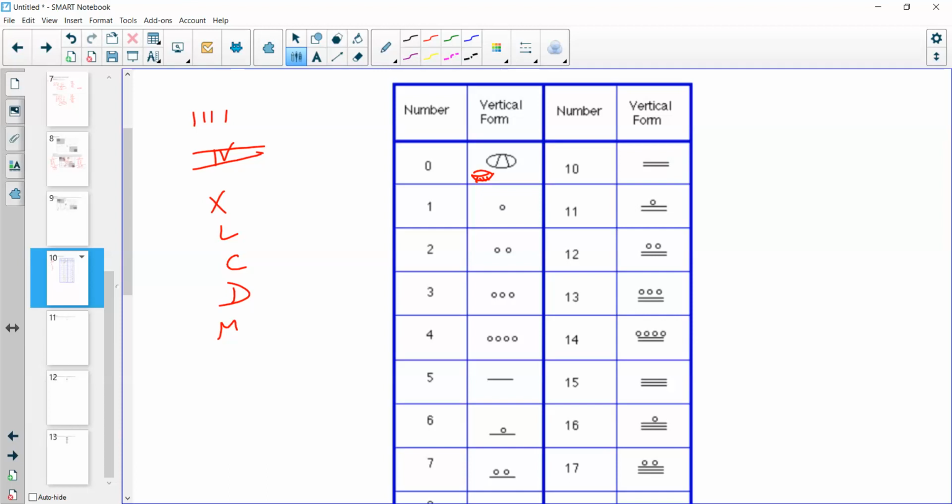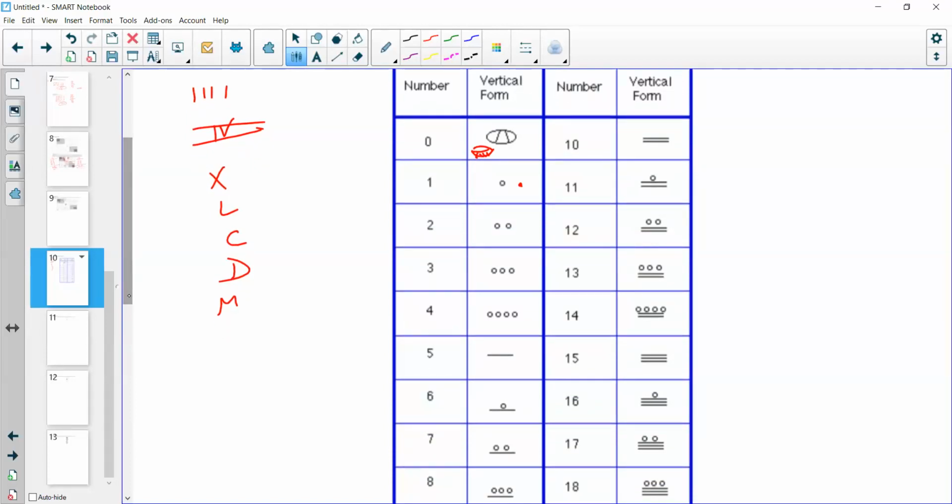This is real simple. Any oval shape is 0. I've seen it 2 or 3 different ways. I've also seen the dot solid or open. So you go 1, 2, 3, 4 dots. That's 1 through 4. When you get to 5, you go to a line. Then you start adding dots.